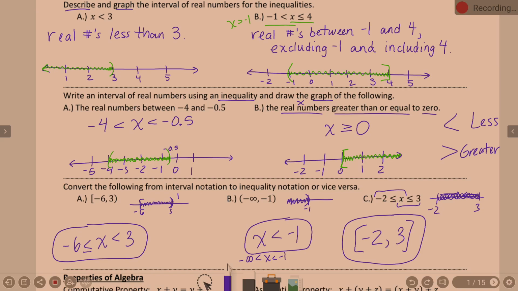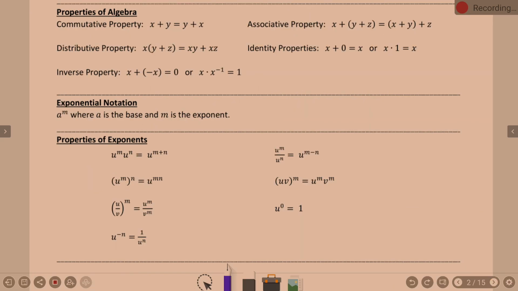Okay. The bottom of this page has 2 sections. One, it has some properties. These are properties that I think you've probably literally been talking about since early elementary school. Okay? Commutative property. X plus y equals y plus x. That's just saying that 2 plus 3 is the same as 3 plus 2. You can add either way.